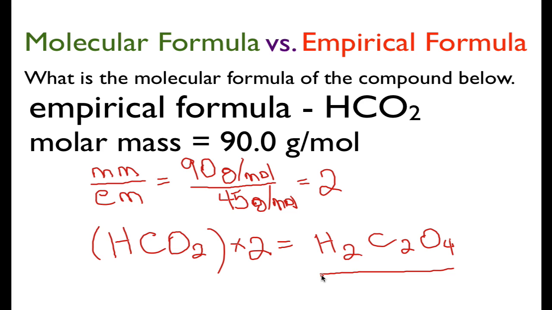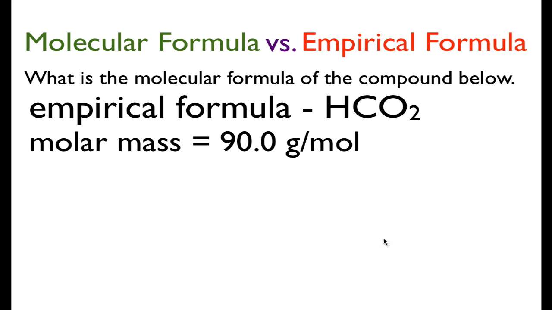And I know that that's the molecular formula because I compared the molar mass for the molecular formula to the molar mass for the empirical formula. I found out that the molar mass for the molecular formula is twice as big. That tells me that there's 2 empirical formulas in one molecular formula. So I just took my empirical formula, multiplied it by 2, and I got my molecular formula. That happens to be the compound oxalic acid.